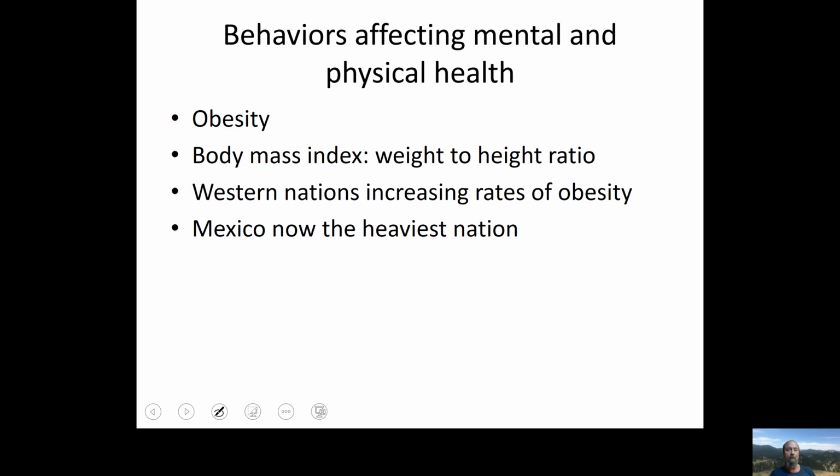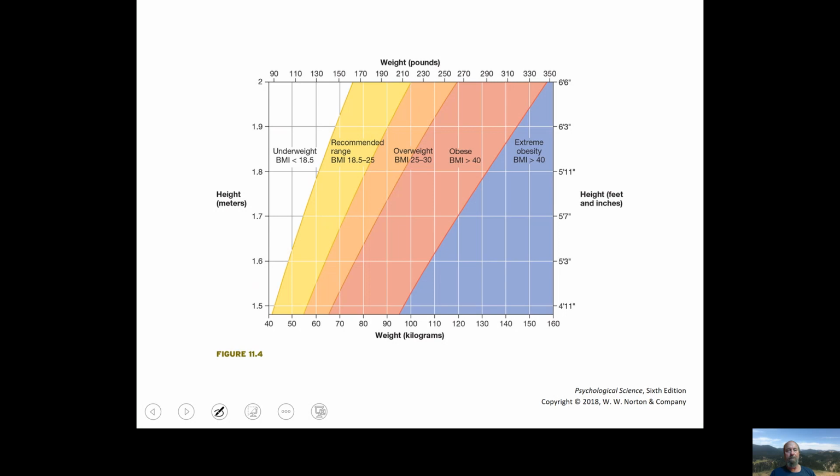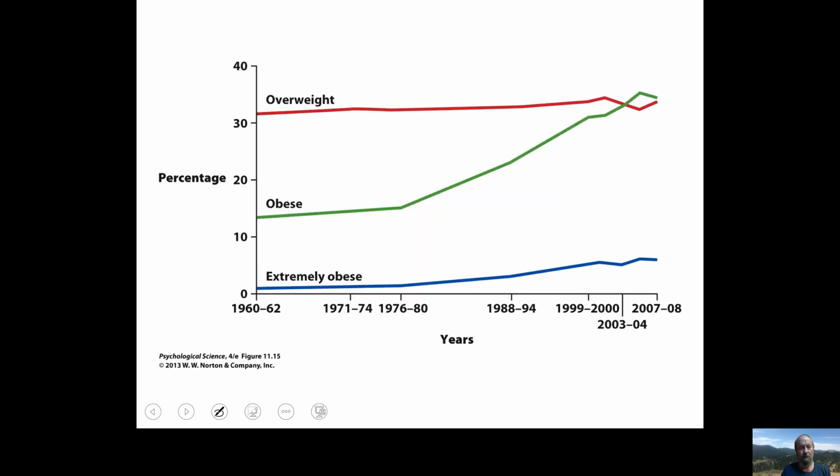Western nations tend to have more obesity. Mexico apparently is the heaviest nation overall. I'm not sure if that's true. This is a few years old, the slide. So there's a lot of obesity. The States has a lot. And here's BMI. So 18 to 25 is what you kind of want. Again, it's hard to say how accurate these are, but it's sort of quick and dirty.